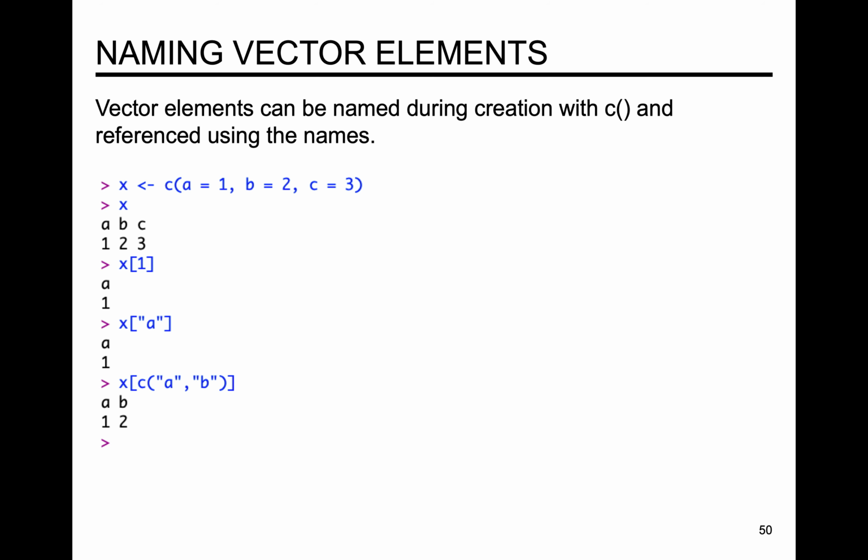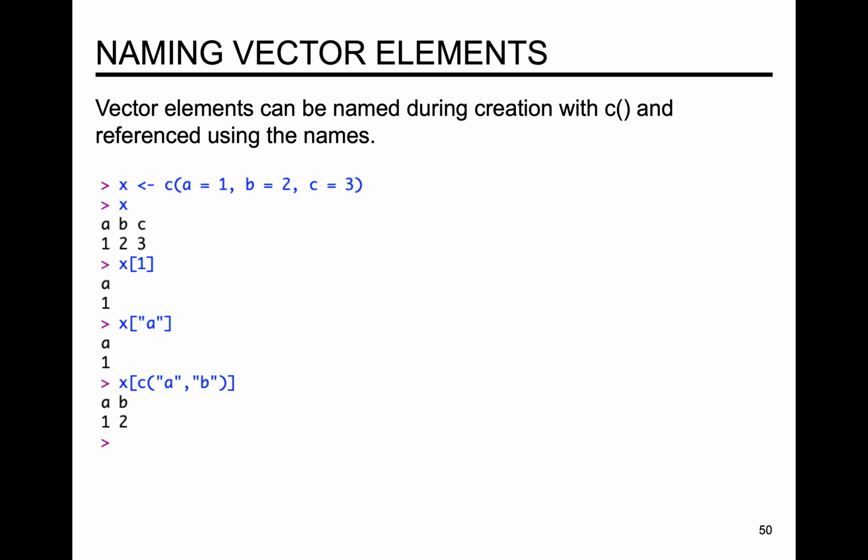Let's talk about naming vector elements. Vector elements can be named during creation with the c function and referenced using the names. So normally when I create a vector x, I would just write c parentheses 1, 2, 3. Here, I'm writing a equals 1, comma, b equals 2, comma, c equals 3. So this is going to say the first element has name a, the second element has name b, and the third element has name c.